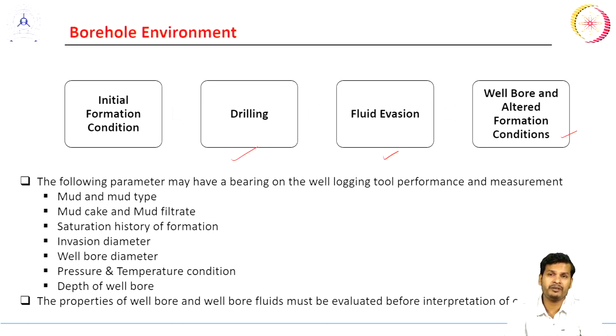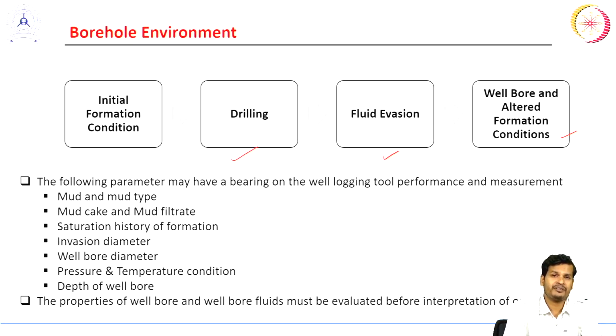Either we can measure the in situ condition if possible, or we can take a mud and mud filtrate sample at the surface, measure the properties at the surface, and then transform those properties to the reservoir pressure and temperature condition.